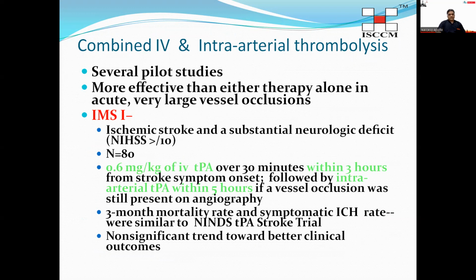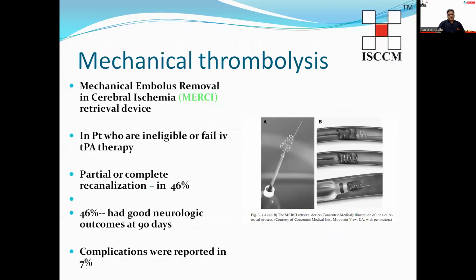IMS1: ischemic stroke and subarachnoid, substantial neurological deficit, NIHSS greater than 10. Number included is 18. 0.6 mg per kg IV tPA over 30 minutes within 3 hours from stroke symptom onset, followed by intra-arterial tPA within 5 hours if a vessel occlusion was still present on angiography. 3 months mortality rate and symptomatic ICH rate were similar to the NINDS tPA stroke trial. No significant trend towards better clinical outcomes.